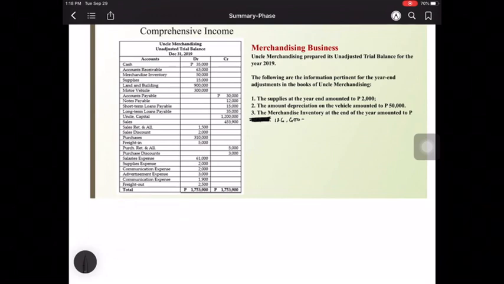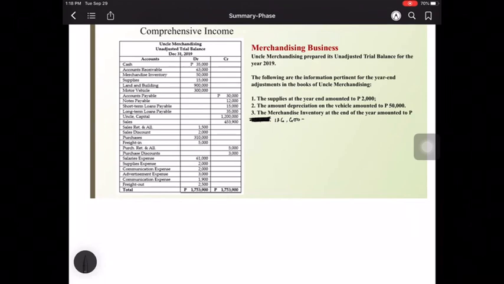Okay, so in this problem, Uncle Merchandising prepared its unadjusted trial balance for the year 2019. Take note that the data given to us this time is an unadjusted trial balance. Okay, therefore, since it is unadjusted, there are certain year-end adjustments that we have to perform first. The amounts that you see in an unadjusted trial balance are not yet the final amounts that must be used in preparing the financial reports. The amounts that may finally be used in preparing your financial reports must be those that are already reflected in the adjusted trial balance.